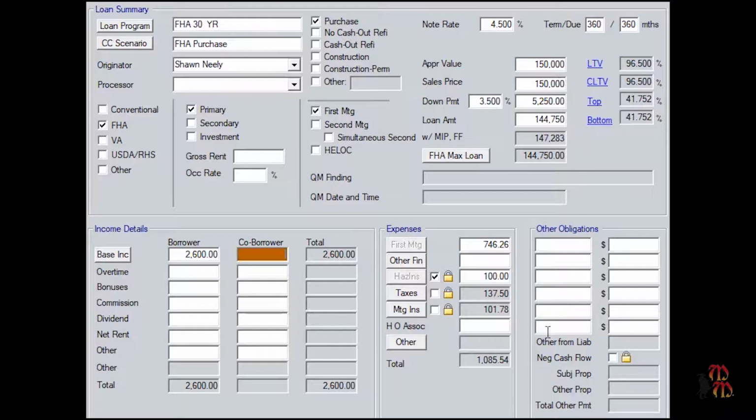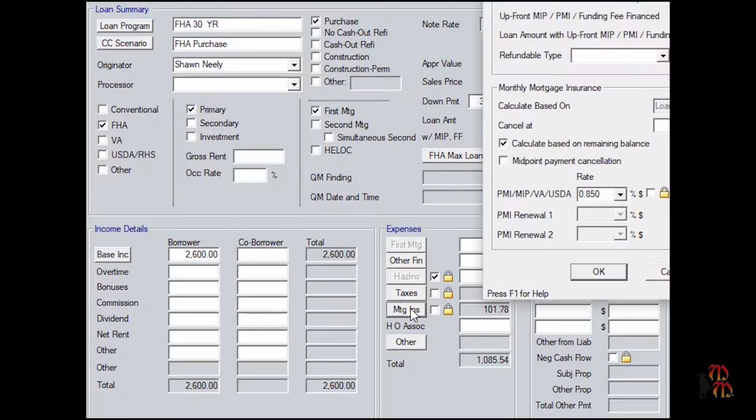And all that really is when we add all this up, we come down here and say it's the principal and interest on this is $746.26 a month. Homeowners insurance for it is $100 a month. Property taxes are $137.50, and mortgage insurance is $101.78. This is good on an FHA loan to take a look at.